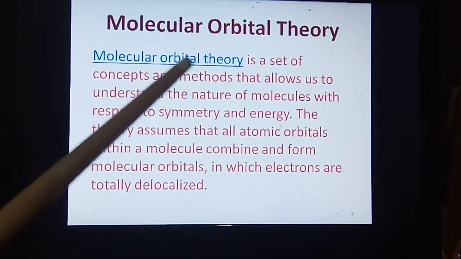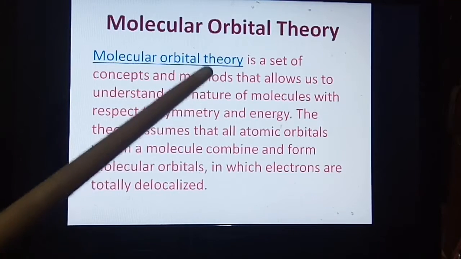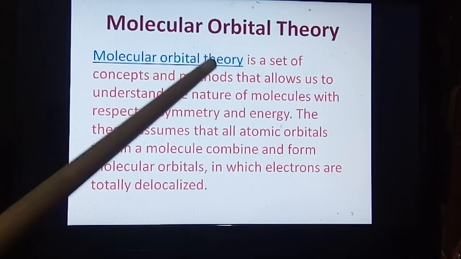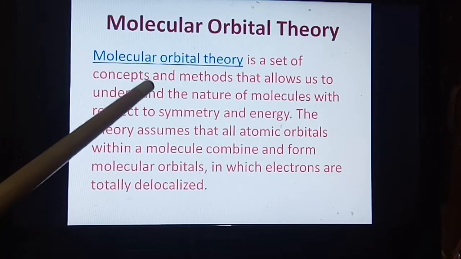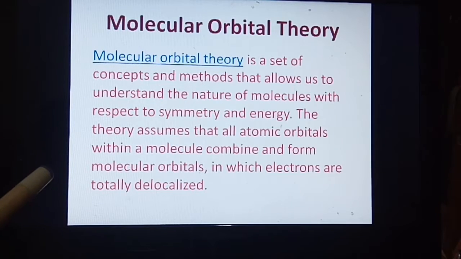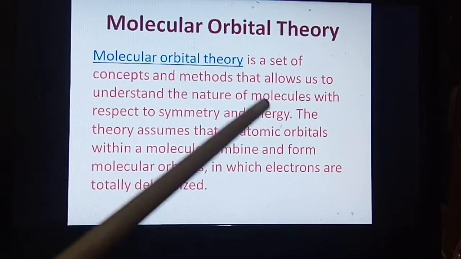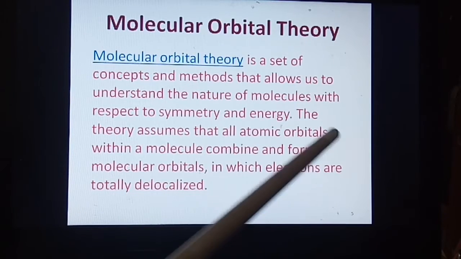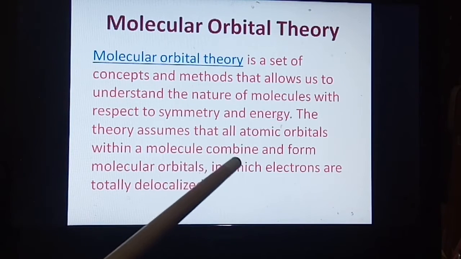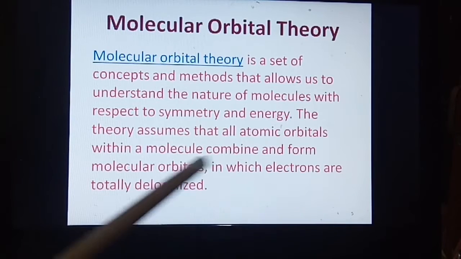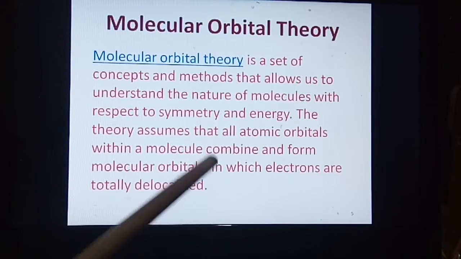Now this is the molecular orbital theory. Because the molecular term symbol is totally based on the molecular orbital theory, it is a set of concepts and methods that allows us to understand the nature of molecules with respect to symmetry and energy. The theory assumes that all atomic orbitals within a molecule combine and form molecular orbitals in which electrons are totally delocalized.